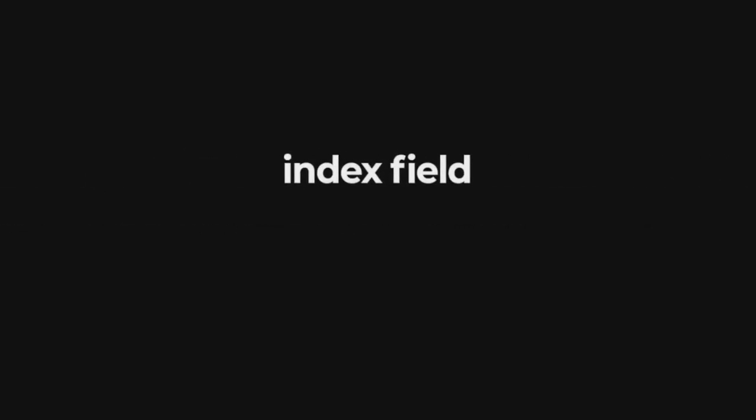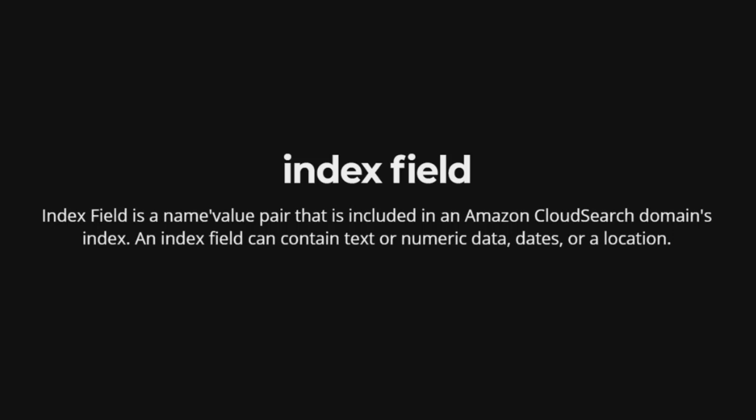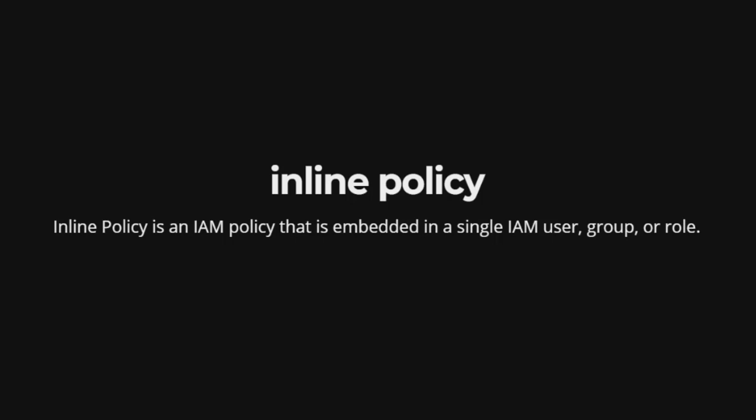Index field. Index field is a name-value pair that is included in an Amazon CloudSearch domain's index. An index field can contain text or numeric data, dates, or a location. Inline Policy. Inline Policy is an IAM policy that is embedded in a single IAM user, group, or role.